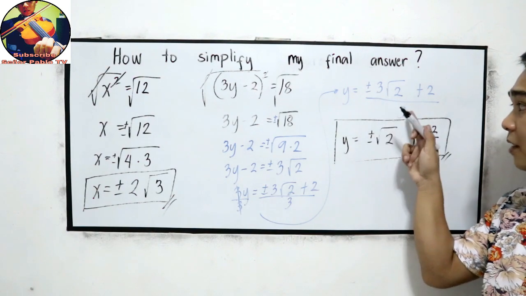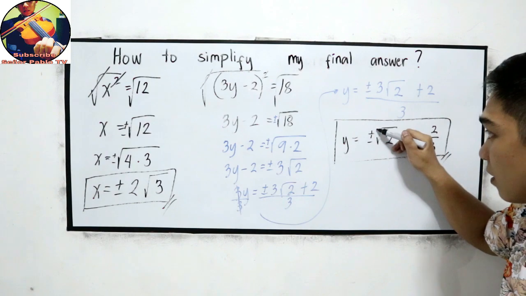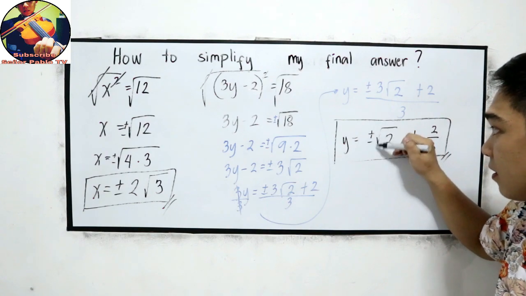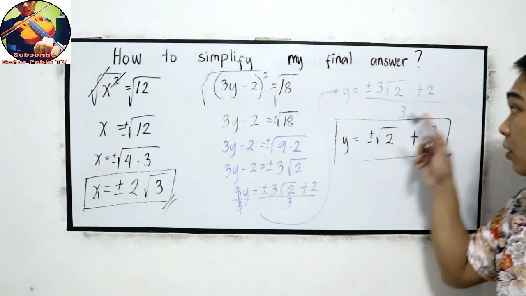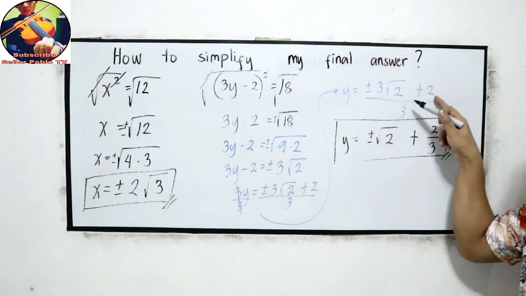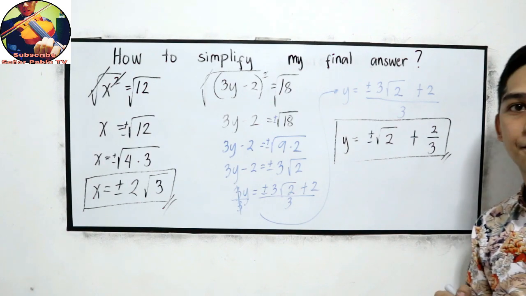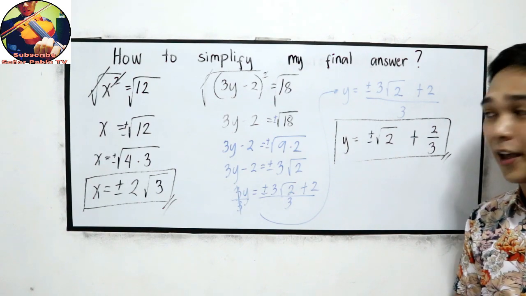Again, 3 divided by 3, that is 1. We have 1 here. We don't need to write 1 because that is understood. Plus 2 over 3. Okay?